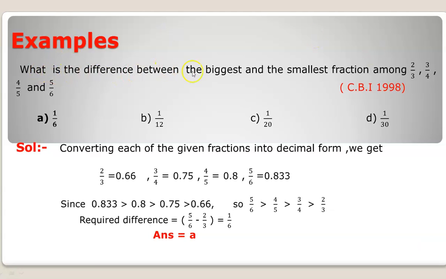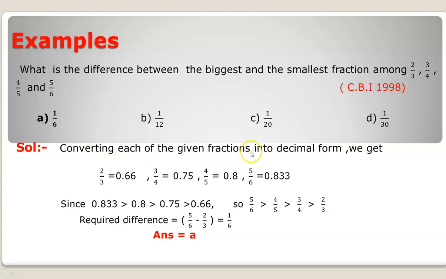What is the difference between the biggest and the smallest fraction among 2 upon 3, 3 upon 4, 4 upon 5 and 5 upon 6? There are 4 options given here. A is 1 upon 6, B is 1 upon 12, C is 1 upon 20 and D option is 1 upon 30. Let us see the solution.